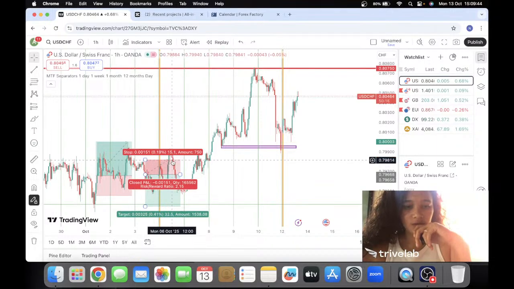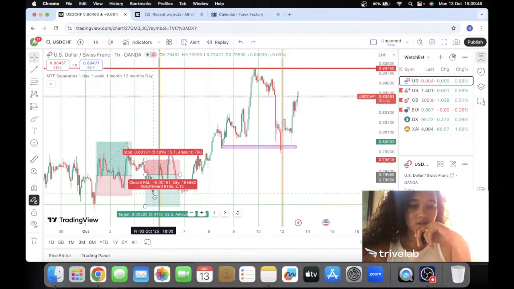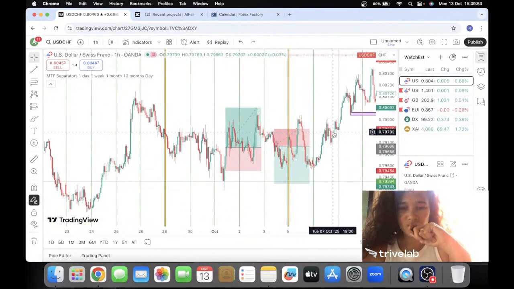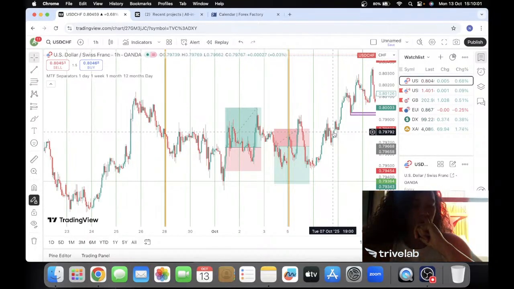Hit stop loss over here. Okay, it was in profits a little bit. This one was a perfect example right over here. Remember what I mentioned to you: hold the trade over the weekend, understand the risk that comes with it, right? If you hold the trade over the weekend, just understand the risk that comes with it.